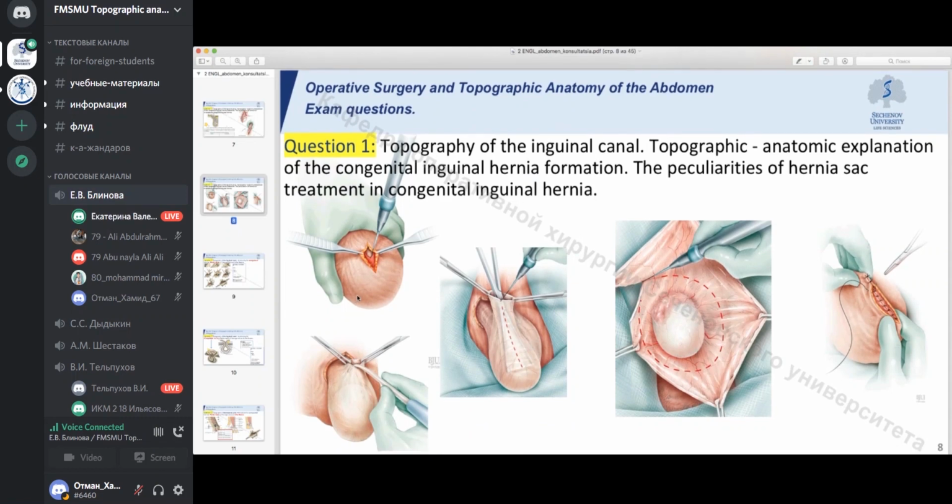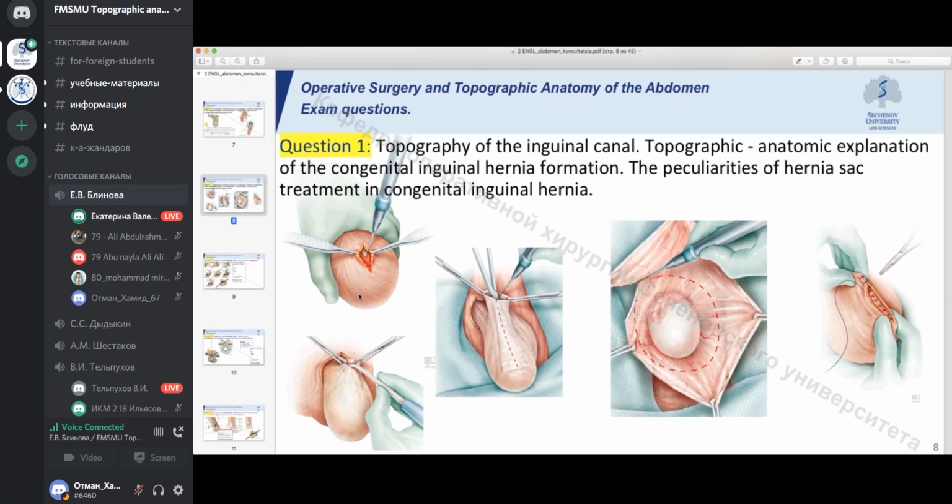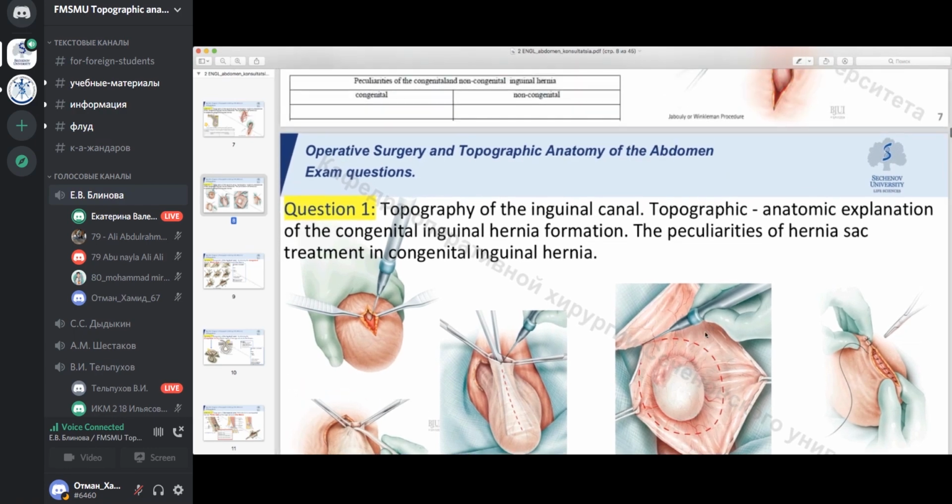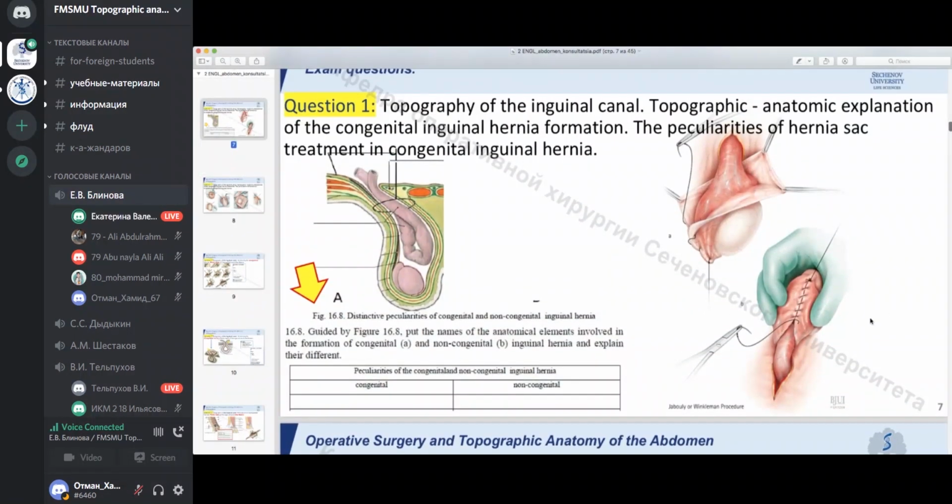In a congenital hernia, you cannot remove the sac. If you remove the hernia sac, you may remove the testis. It's impossible. It means you should stitch the hernia sac on the back of the testis, behind the testis. Do you understand?